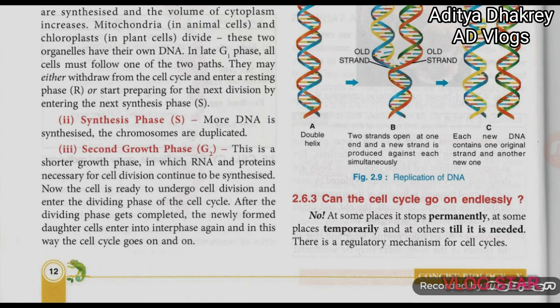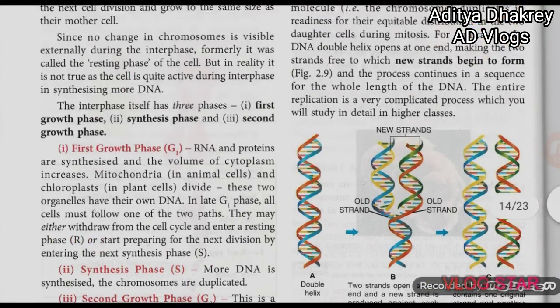Now, second, synthesis phase. More DNA is synthesized, the chromosomes are duplicated. Third one, second growth phase. This is a shorter growth phase in which the RNA and proteins necessary for cell division continue to be synthesized. Now the cell is ready to undergo cell division and enter the dividing phase of the cell cycle. After the dividing phase gets completed, the newly formed daughter cells enter into interphase again, and in this way the cell cycle goes on and on.